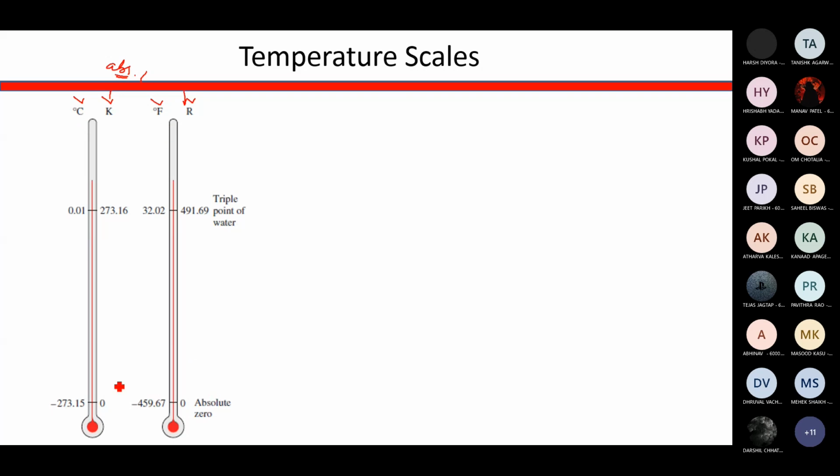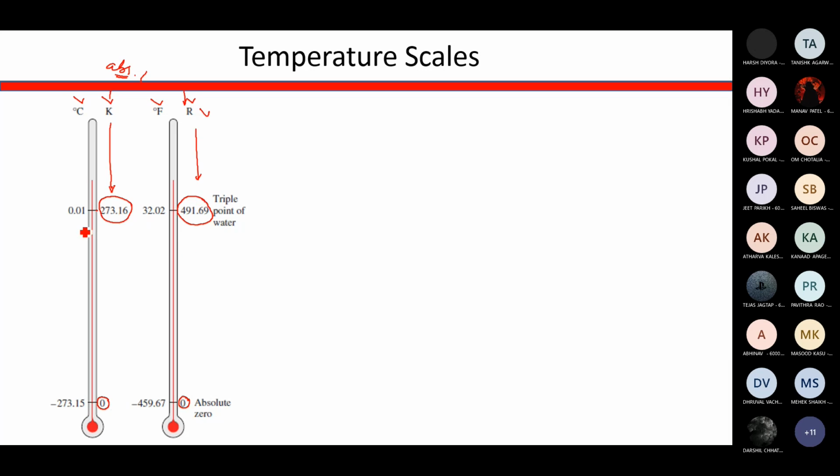So what you can see is on this thermometer, this is the absolute 0, right? So the absolute 0 on the Rankine scale will match the absolute 0 on the Kelvin scale, right? And if you see the other reference point here, 273.16 K, this value, and this 491.69, this value, these are on the Rankine scale, right?